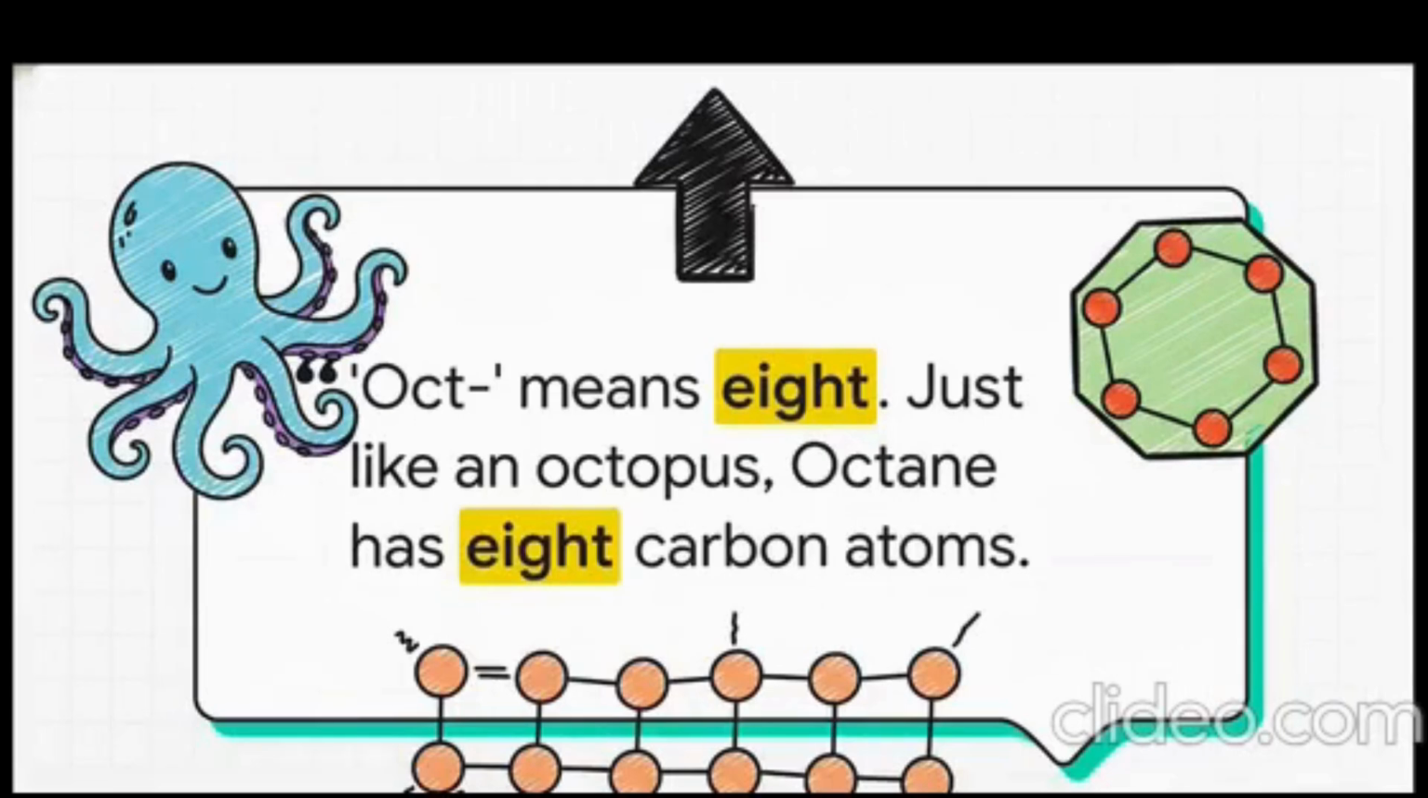And hey, look at number 8, oct. This brings us right back to our octopus question. So the prefix oct just means 8. That's it. An octopus has 8 arms, an octagon has 8 sides, and a molecule of octane, well, it has a chain of 8 carbon atoms. See? Simple as that. Mystery solved.